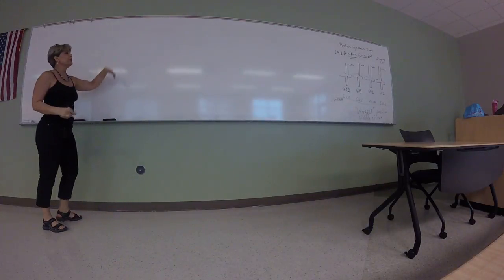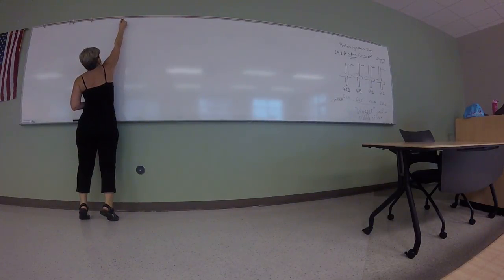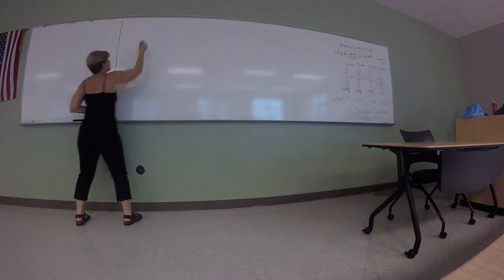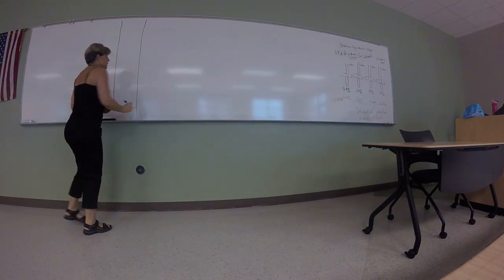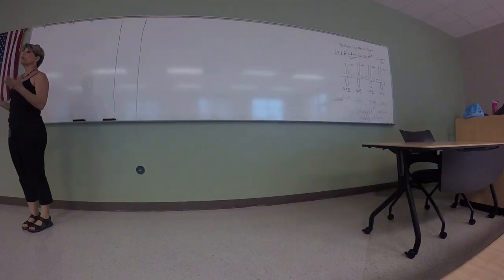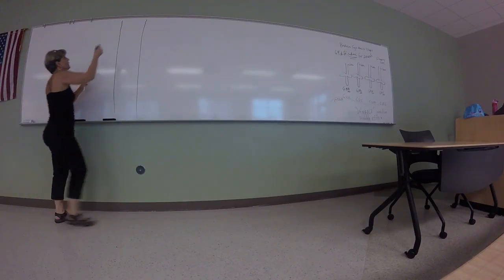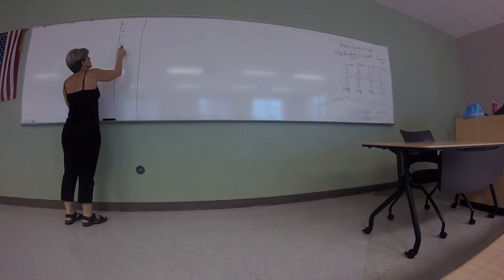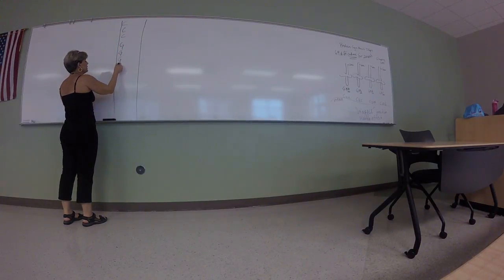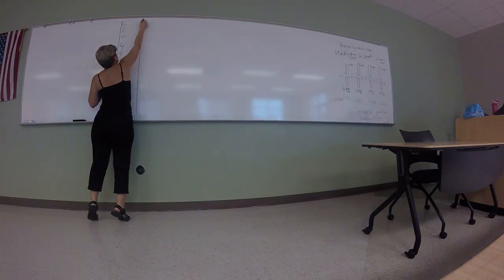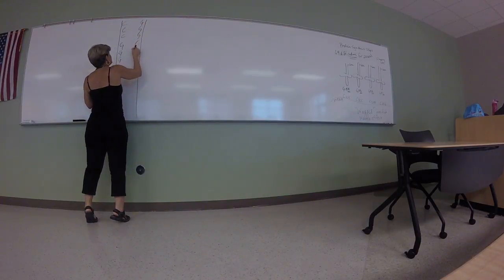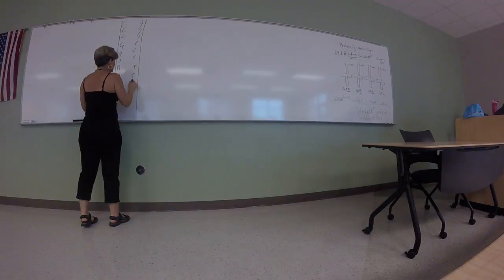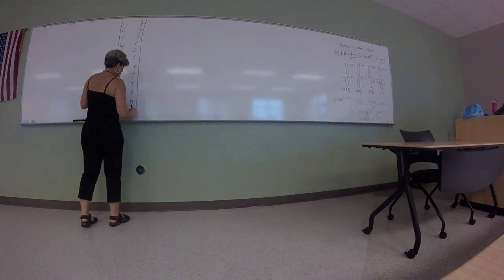I'm going to go long ways with my DNA. And we're going to simplify my codons just to make it easier for you, okay? So we'll do CCC is the first codon, GGG is the next codon, AAA, and TTT. So this would be GGG, CCC, TTT, AAA.